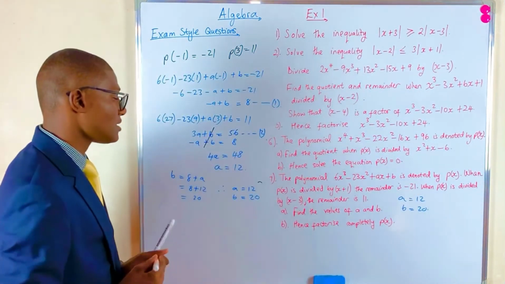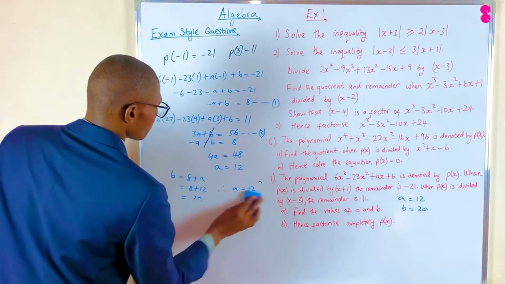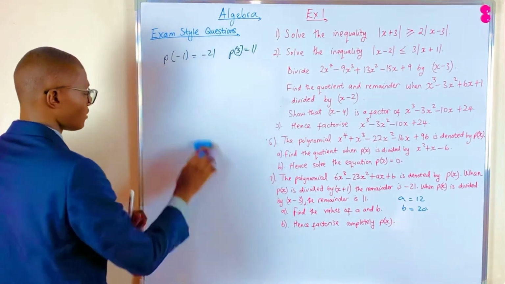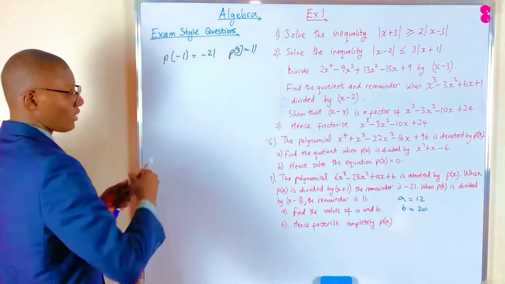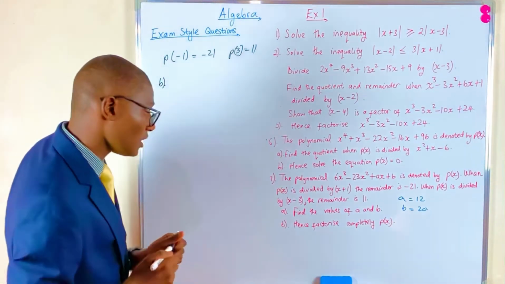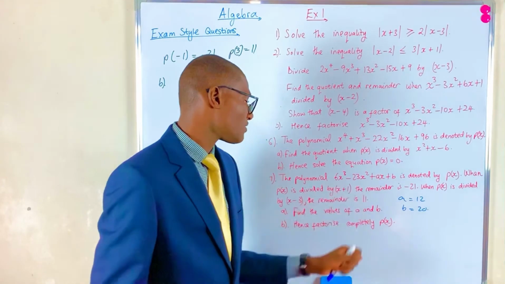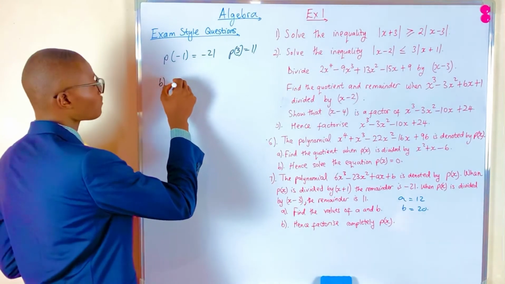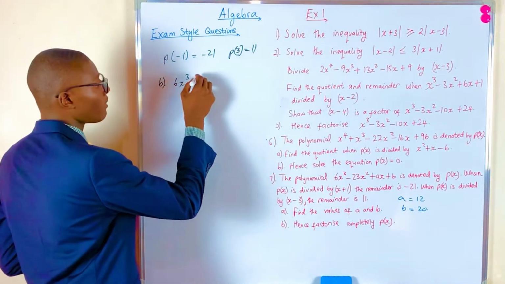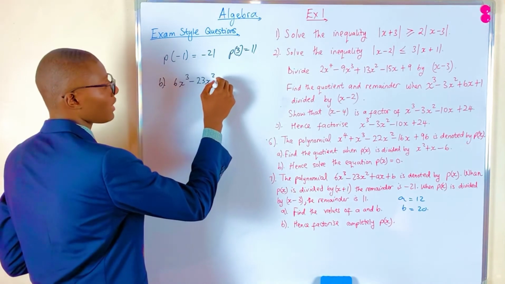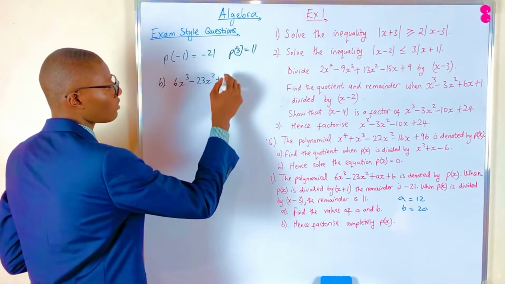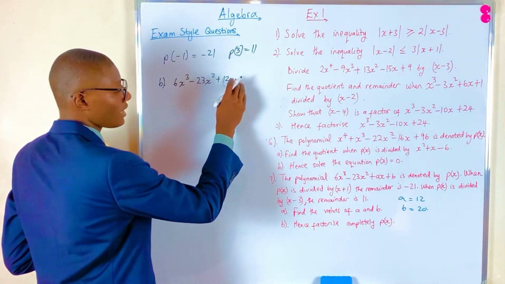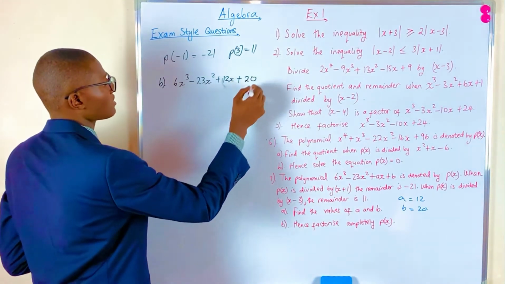Now the second part says let's factorize completely. So factorizing completely, for part B, we are given what? Factorize completely. So now if we were to substitute for a and b, we've got 6x to the power of 3 minus 23x squared, then plus 12x plus 20. This is our p of x.